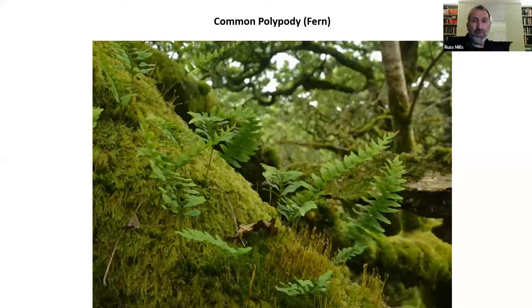We might find ferns growing on trees like this polypody. So you've got mosses and polypody growing here on this big trunk of an oak tree, and they're what we call epiphytes. And an epiphyte is a plant that will use a tree or a wall to grow on. So it uses another plant for support, but doesn't extract any nutrients from that plant. So it's entirely self-sufficient. It's just using it as a base for its roots.